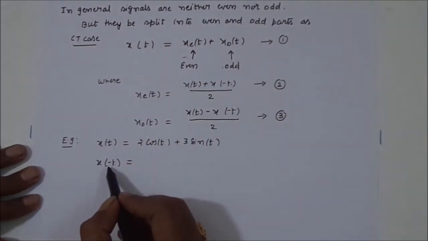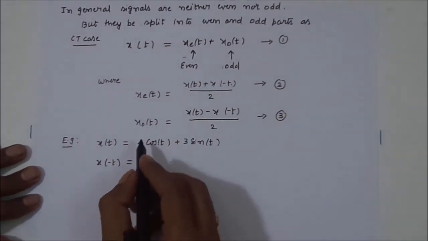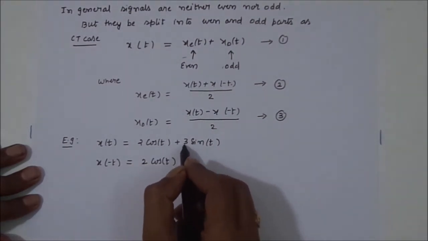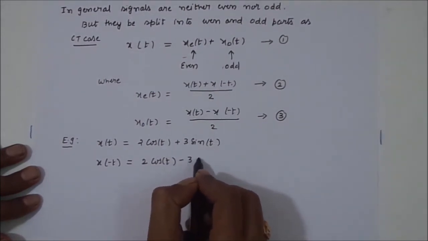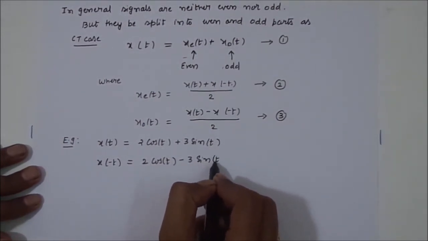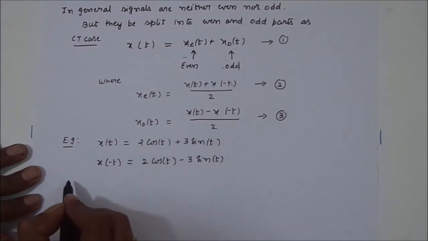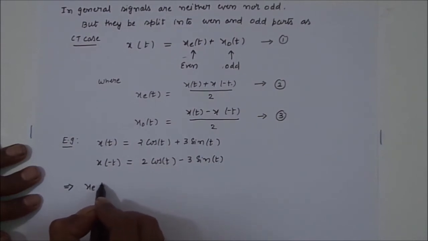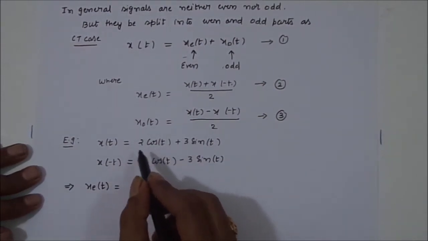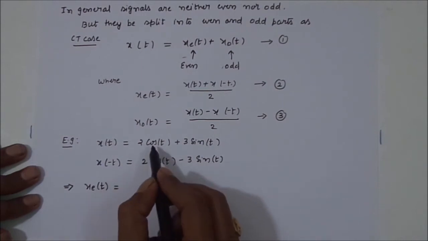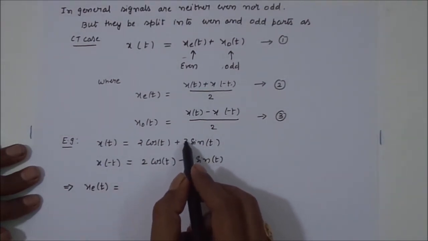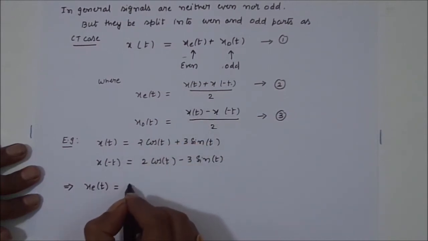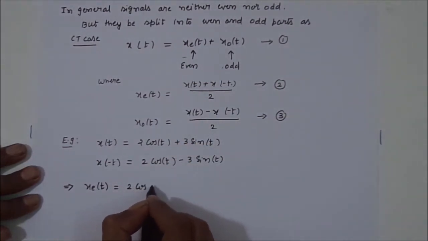So what is x of minus t? Wherever there is t, put minus t. So 2 cos of minus t is the same as 2 cos t, plus 3 sin of minus t is the same as minus 3 sin t. So xe of t will be equal to x of t plus x of minus t by 2. If I add these two, 3 sin t will get cancelled out, and I'll get 4 cos t by 2, which is nothing but 2 cos t.